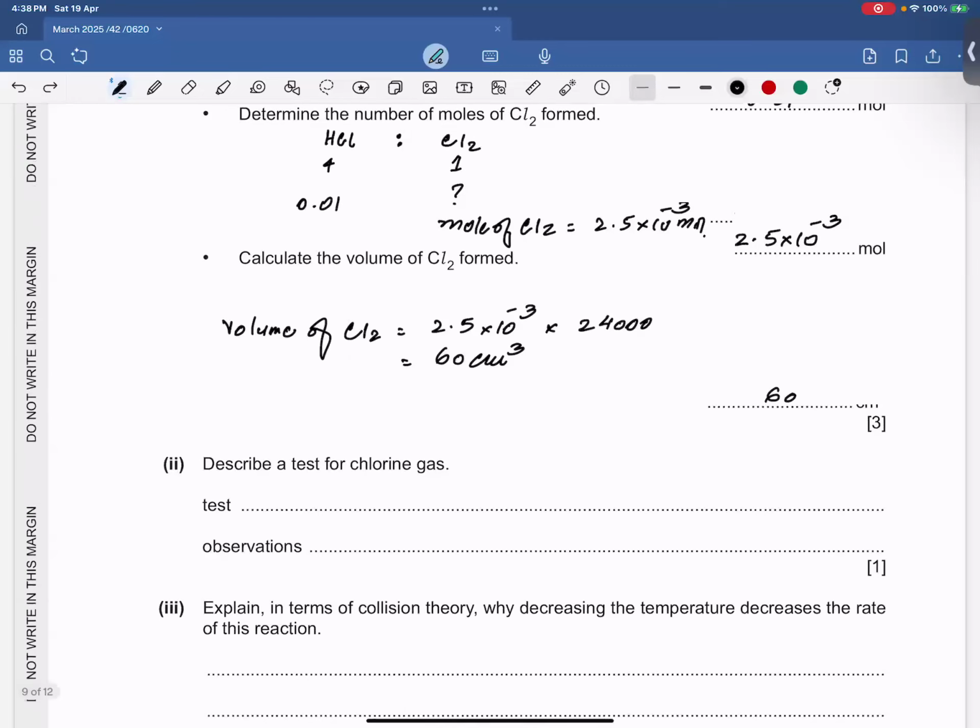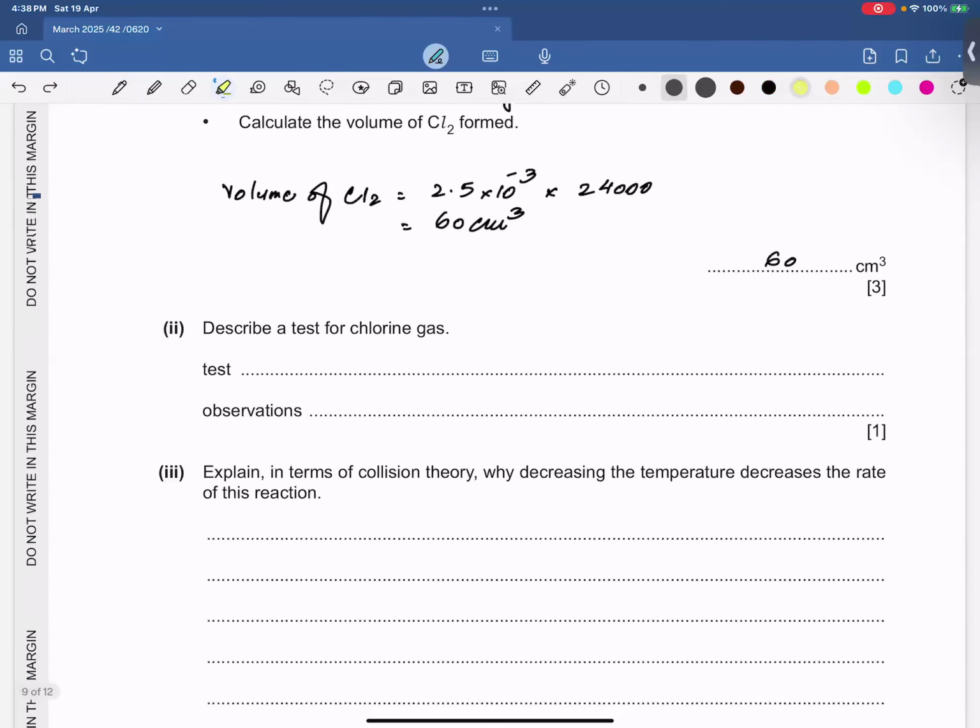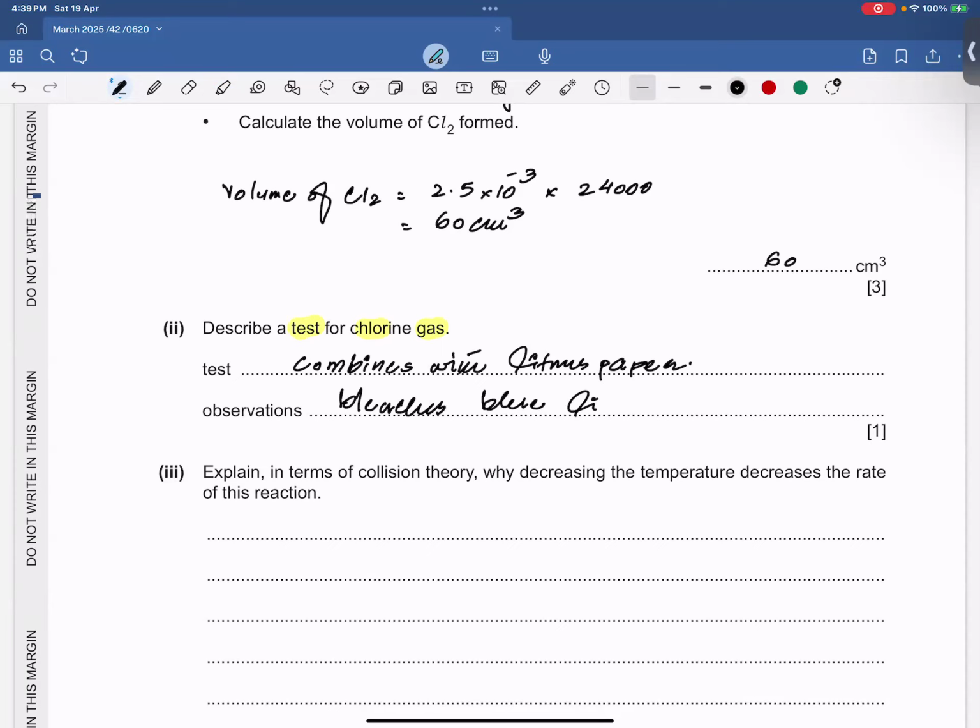Yeah, that's fine. Describe a test for chlorine gas. Combines with litmus paper, observation, bleaches blue litmus paper.